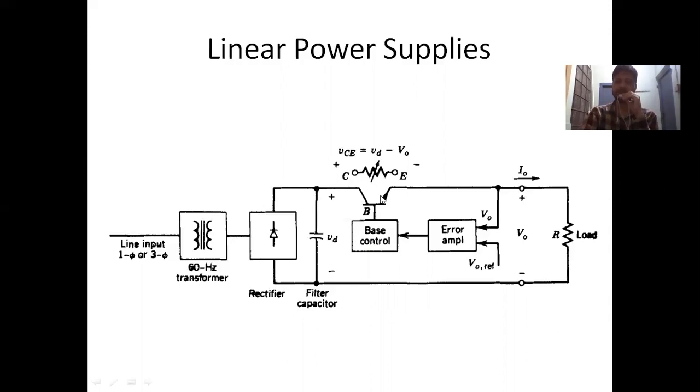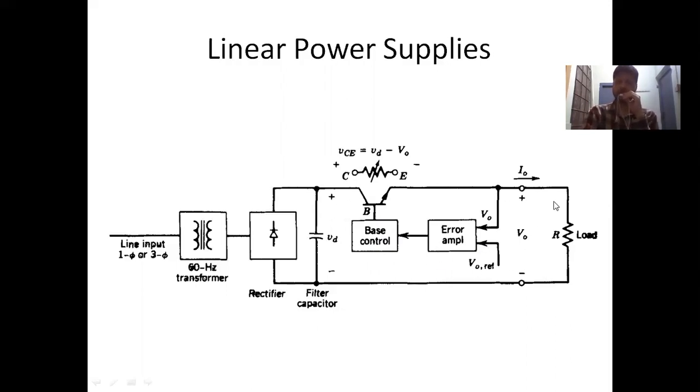So this transistor is followed by the load. This is the output voltage. Now this output voltage is compared with the reference voltage, and the error signal is amplified and given to the base control, which controls the base current of the transistor. So the effect here is that the voltage drop across the transistor should be such that the output voltage should always be equal to the reference output voltage.